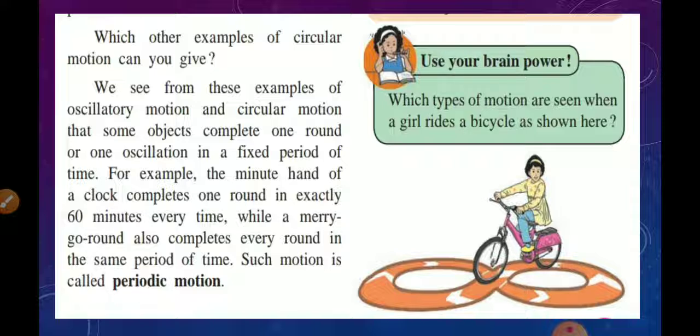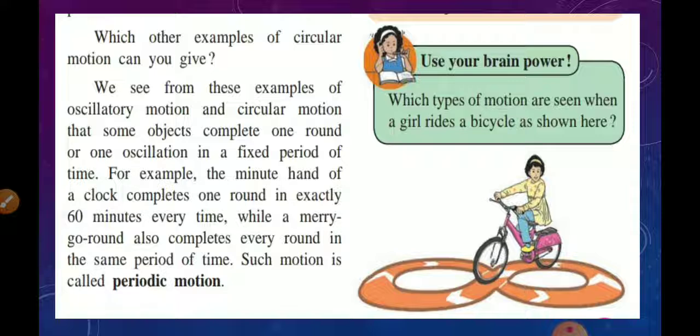A stone tied in a string, we play by tying a stone, that is also an example of circular motion. Turning of a car around a curve, that is also an example of circular motion. We see from these examples of oscillatory motion and circular motion that some objects complete one round or one oscillation in a fixed period of time.